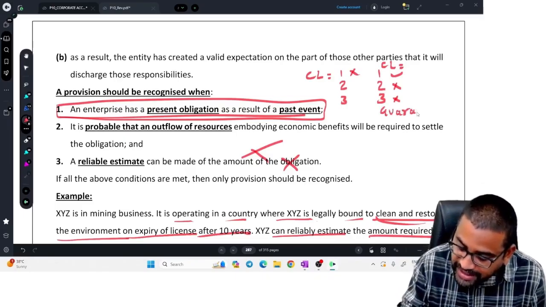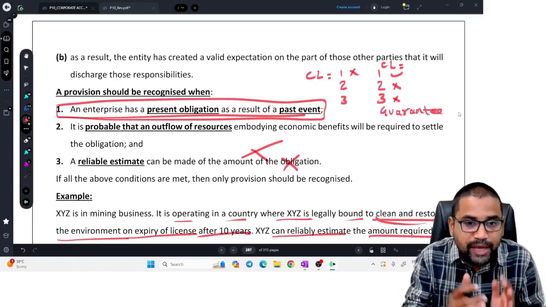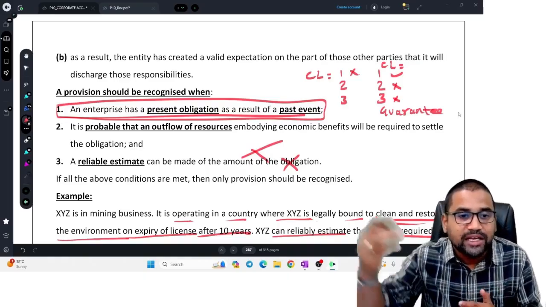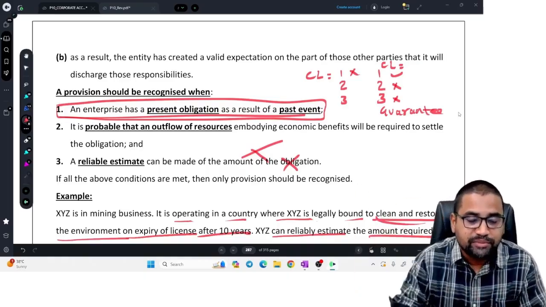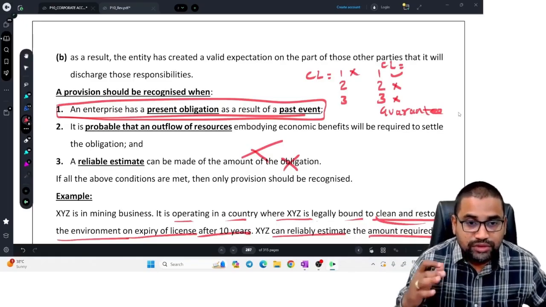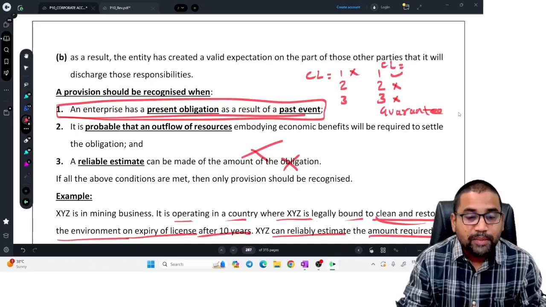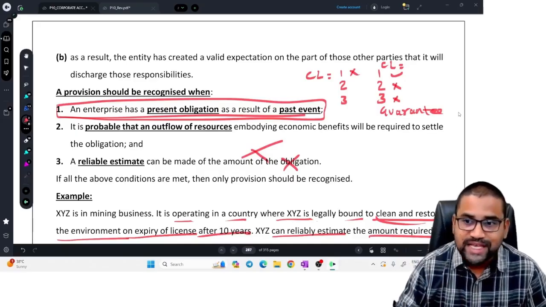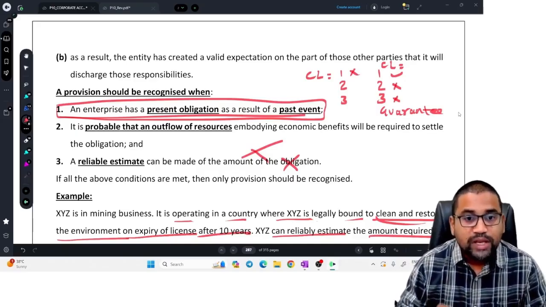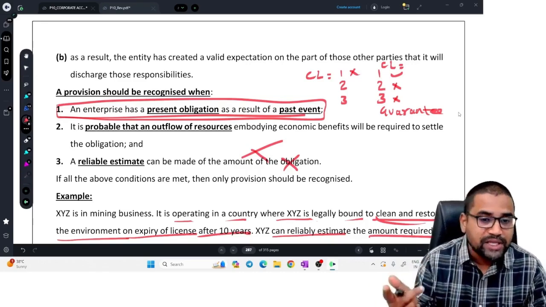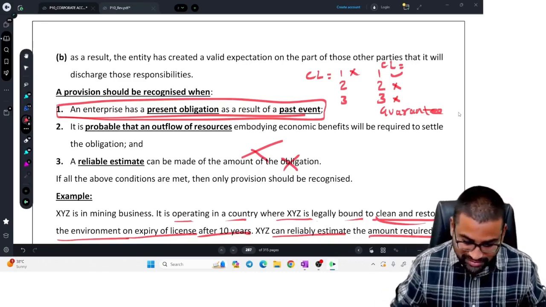Best example, a guarantee given. For example, as a parent company, you have given a guarantee to the bank on behalf of your subsidiary company. The moment you give a guarantee, there is a present obligation. But does it result in an outflow of resources as of now? No. Only when your subsidiary fails to pay the amount, you need to pay the amount.